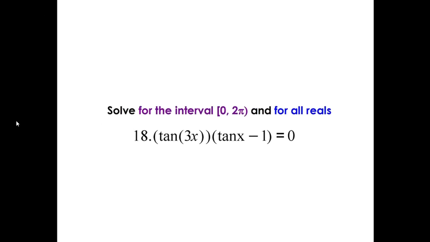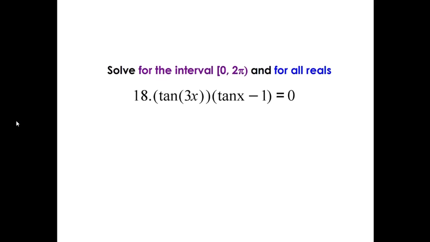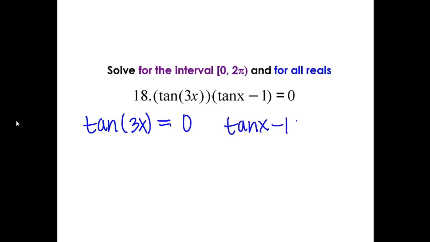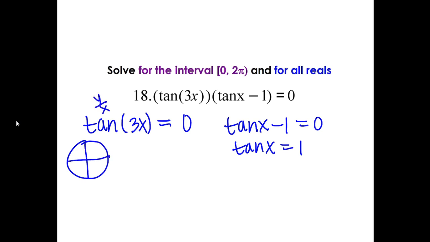All right, only 1 or 2 more. So for this one, it's already factored for us. If we had to factor, we would do the same steps we did yesterday. So let's go ahead and set tan of 3x equal to 0 and tan of x minus 1 equal to 0, which means tan of x equals 1. So we'll just do these separately. When tan of x equals 0, tan is y over x. For it to be 0, 0 over plus or minus 1. And so y is 0 here and here.